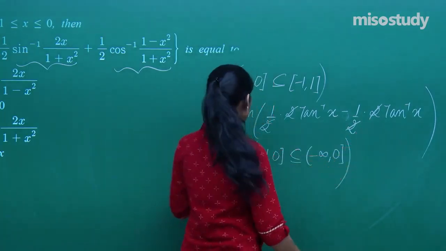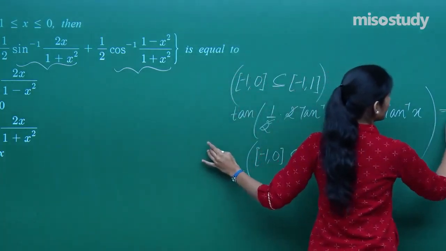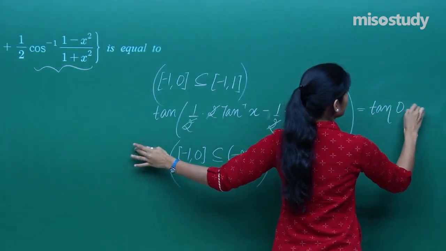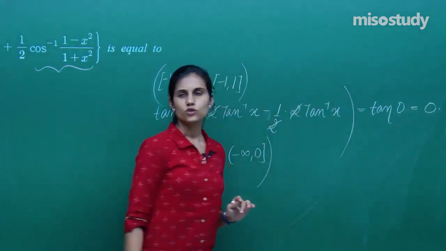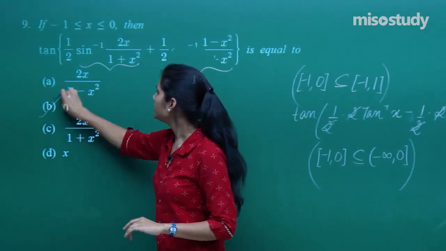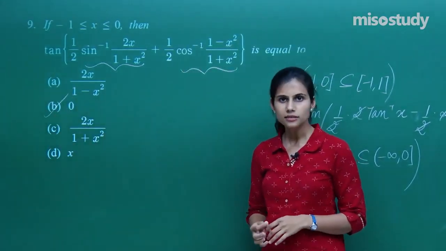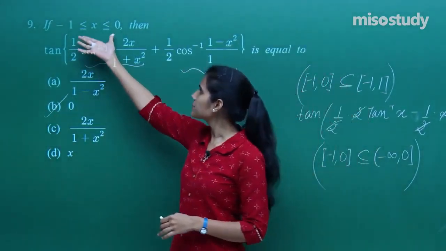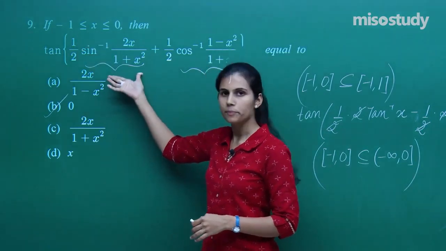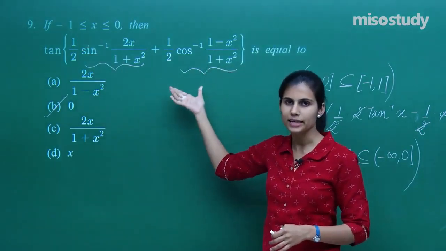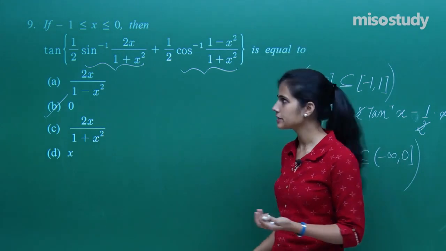tan inverse x minus tan inverse x, which is 0, tan of 0, that is 0. So my answer actually has come out to be 0. Clear? So please keep in mind where x is belonging, only according to that am I able to apply the formula and replace these terms, or write them in terms of tan inverse.